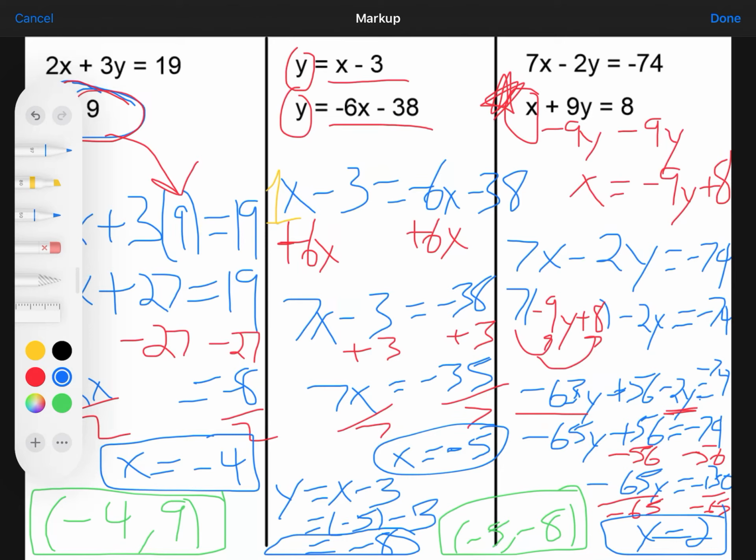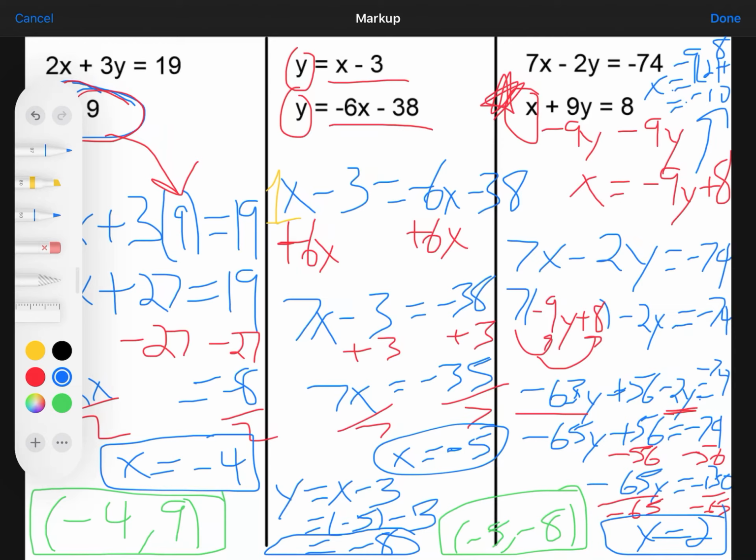But to finish this though, we've only got the answer for y. We still have to get the answer for x. We're going to take that answer and plug it back in right here. X equals negative 9 times 2 plus 8. Excuse my handwriting and having it all the way over there. We get x is negative 10.